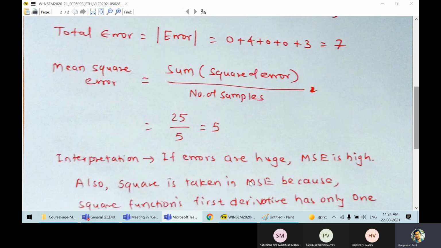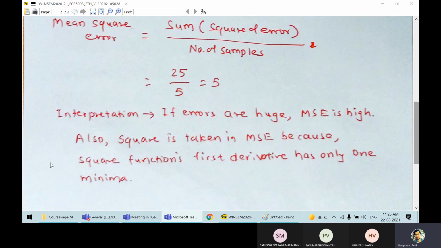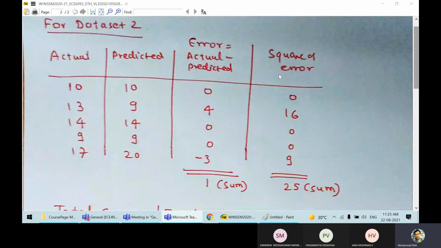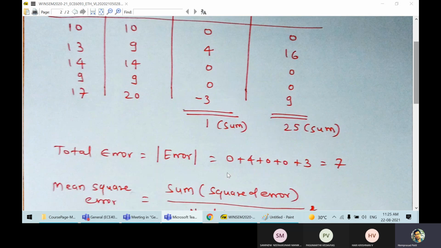Also, square is taken in MSE because the square function's first derivative has only one minima. So here we took the square, why not cube, why not fourth degree? Because the derivative of this square of error has only one minima. So that's why it is the correct measure to find the error. Okay, so here the mean square error for data set 2 is 5.